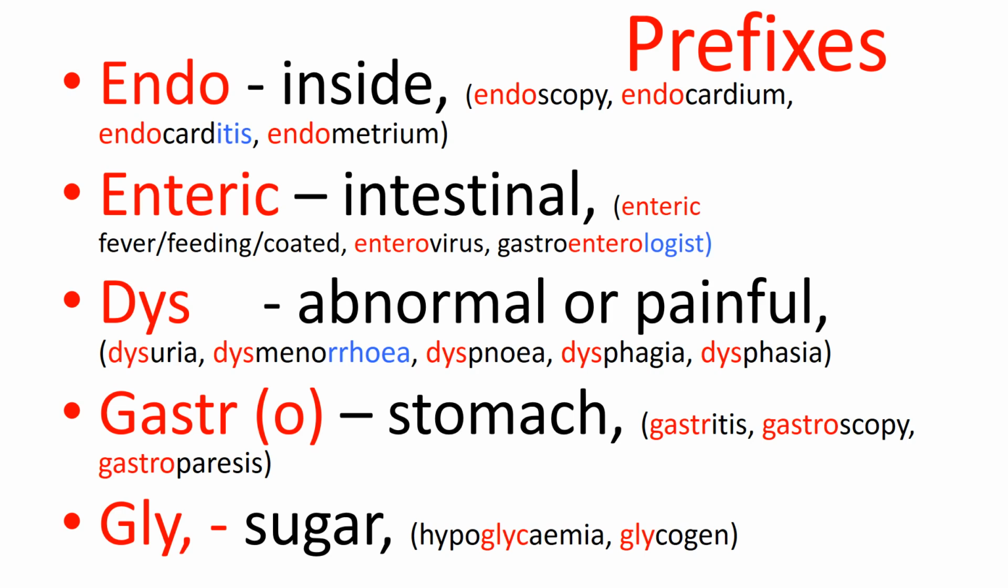Gly means to do with sugar. As we've said before, the sugar in the blood is glucose. So hypoglycemia: hypo, low; gly, sugar; emia, in the blood. Low blood sugar levels, normally below 4 millimoles.